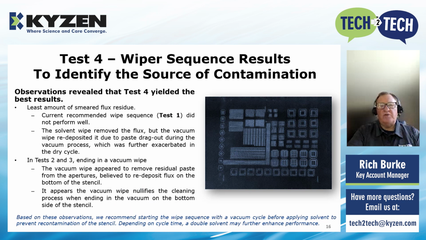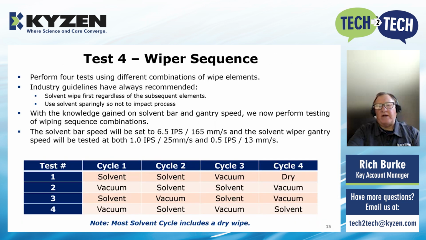And it was also noted that test sequence 1 performed the worst. And I think it's important to note that that is actually the most commonly used sequence, and again, it yielded the poorest result. So going back to just a reminder of what those were. So test 1, poor performance, solvent vac dry, and the best performing sequencing was the vacuum solvent process.